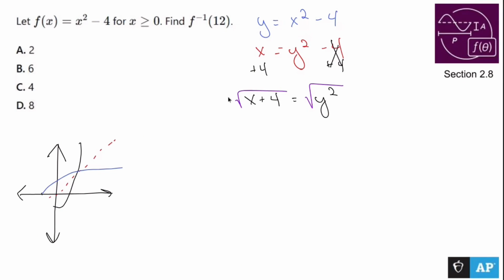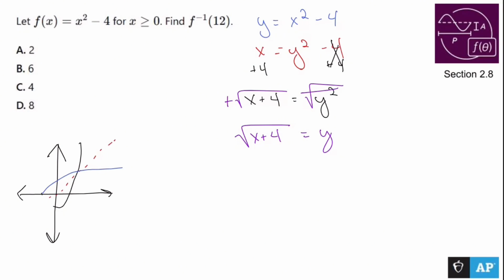Now, normally when I square root both sides to solve, I attach a positive or a negative. But since I only care about the positive x values, I'm only going to care about the positive y values too. So I'm not going to attach the positive or negative. I'm just going to assume positivity only. And that's what we're all about, am I right? So the square root of x plus 4 is going to equal y.